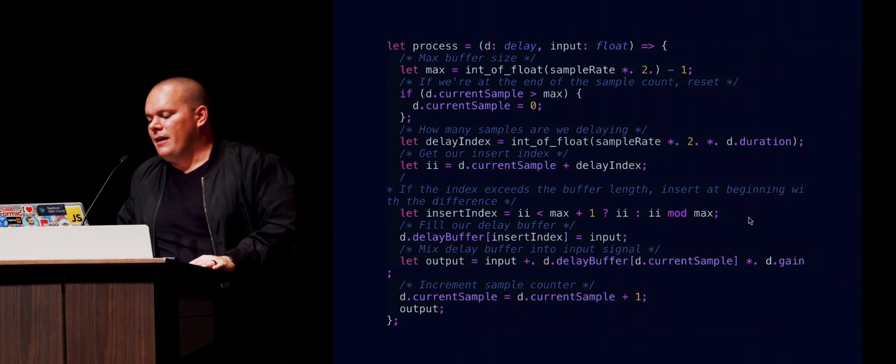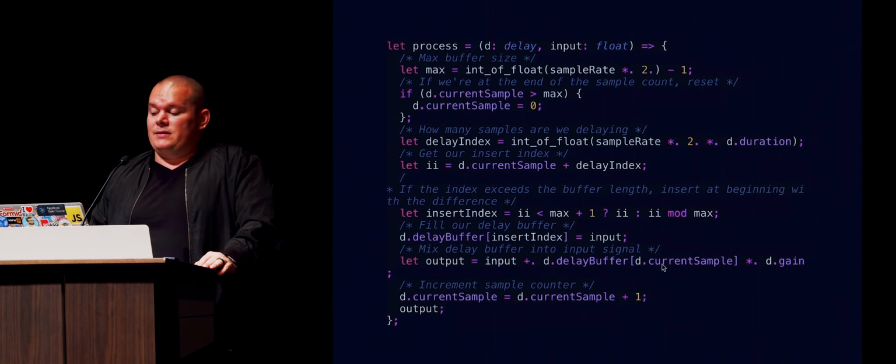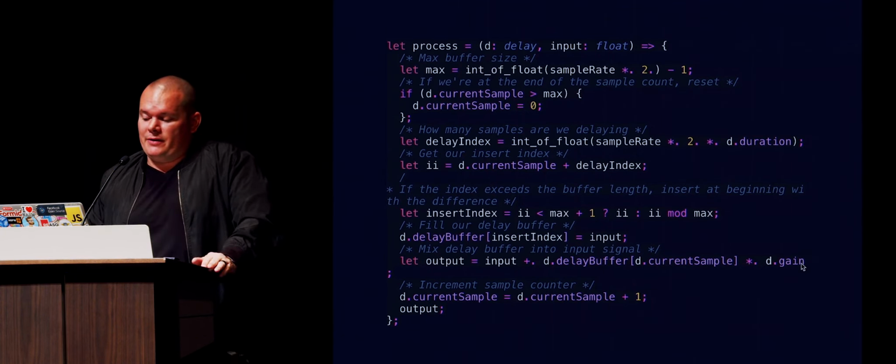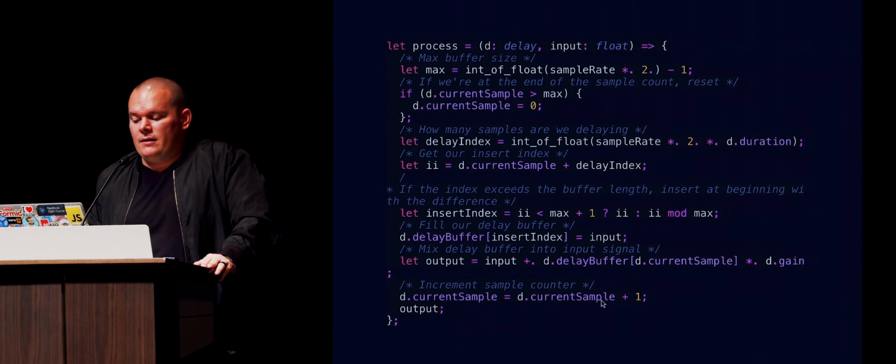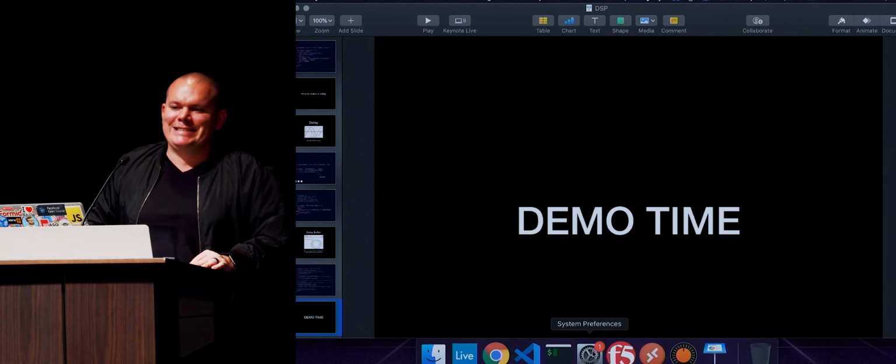And then applying an echo is really just saying your current input plus the current sample of the delay buffer times the delay gain, and then you just increment your current sample, and your output is an echo delayed signal, which is a fun way to make an echo. All right, so enough of the nerd math stuff. You guys want to see this thing?